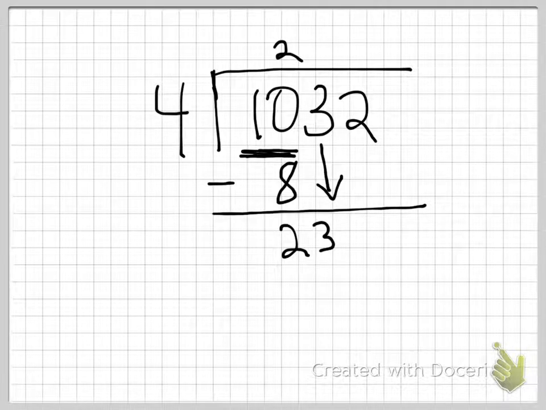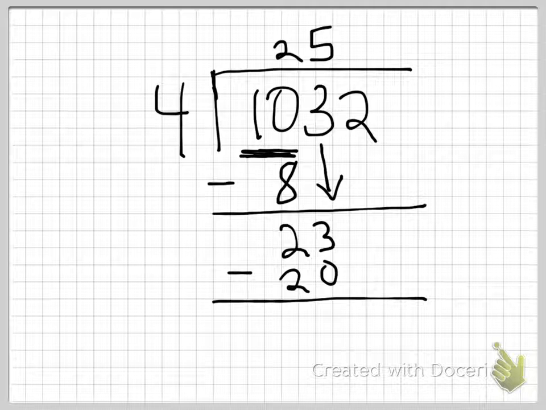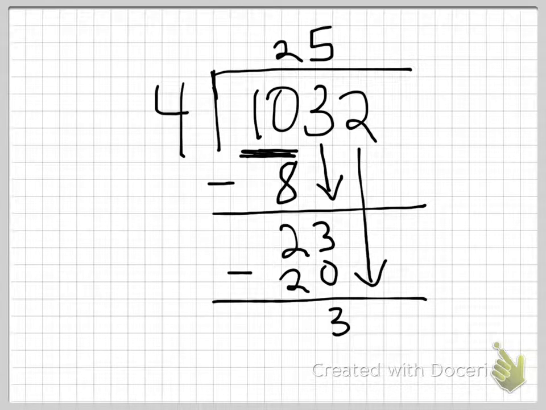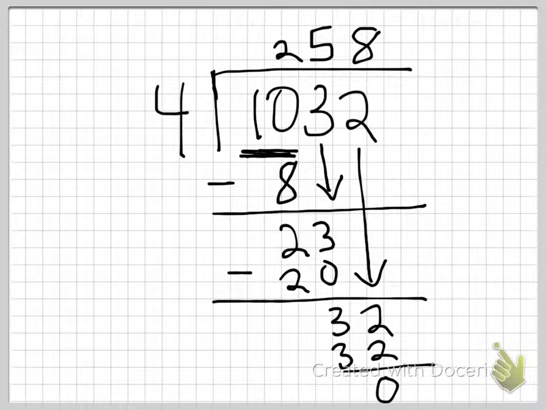And how many times does 4 go inside of 23? Well, 4 times 4 is 16. That's too small. 4 times 5 is 20. So 5 times. 4 times 5 is 20. Subtract. And we get 3. Okay, 2 minus 2 is 0. Now we're going to bring down the 2. And how many times does 4 fit inside of 32? That's 8 times. Okay, so 4 times 8 is 32, and we got a remainder of 0.